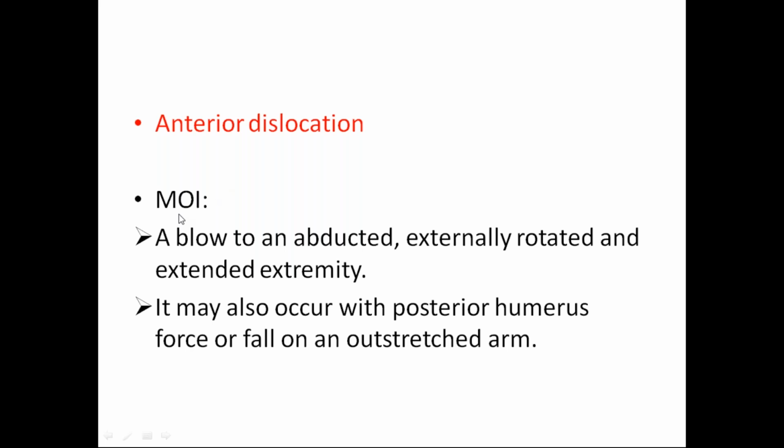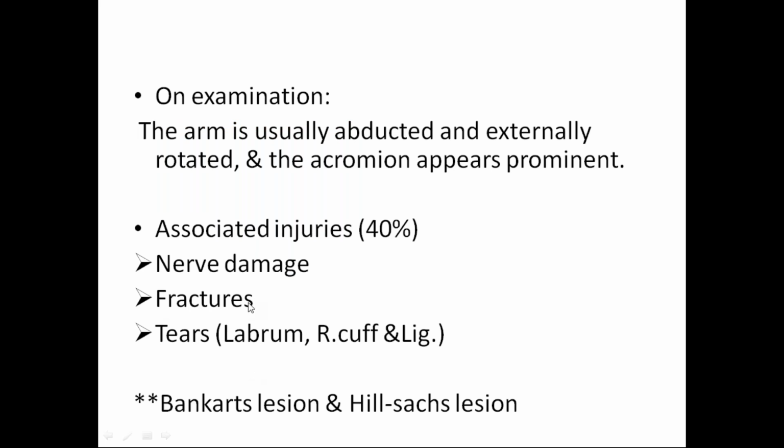In anterior dislocation, the mechanism of injury is mainly due to a blow to an abducted, externally rotated and extended extremity, and also a fall on an outstretched hand. Sometimes the dislocation occurs with a posterior humerus force or fall on an outstretched arm. On examination, the arm is usually abducted, externally rotated, and the acromion appears prominent, and the patient is unable to do internal rotation. Internal rotation is very painful in this patient.